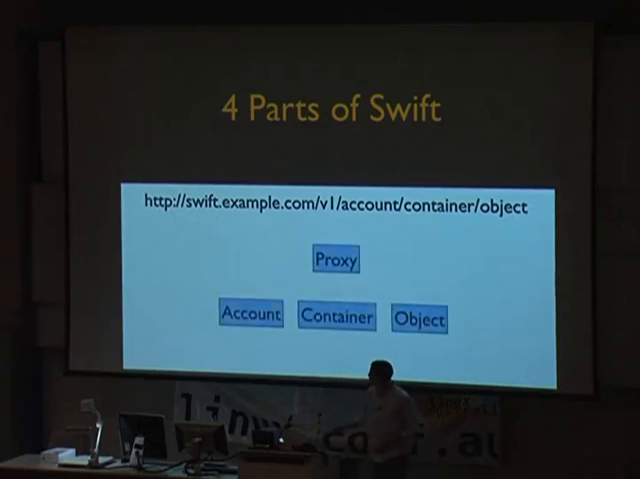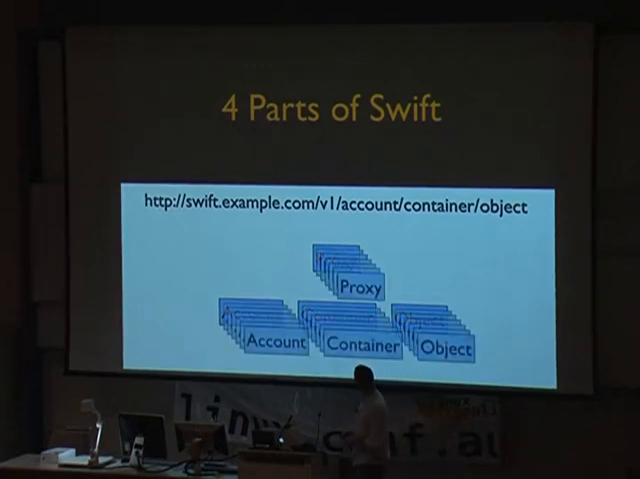The first part here is the proxy. The first of the major 4 parts here is the proxy server. The proxy server is what implements the API. So basically, that first part of that URL. The proxy server is what talks to the client and what coordinates requests and responses to and from the back-end storage servers.